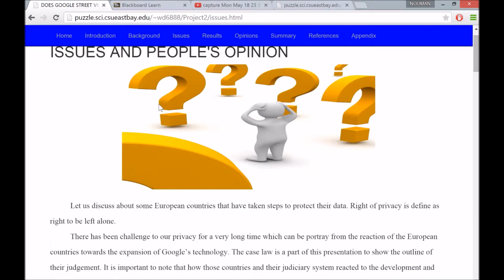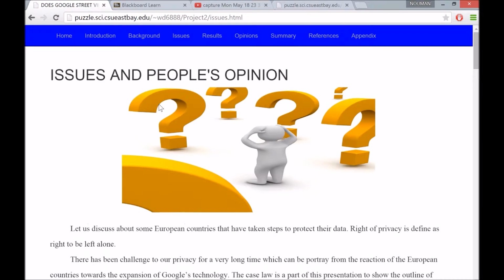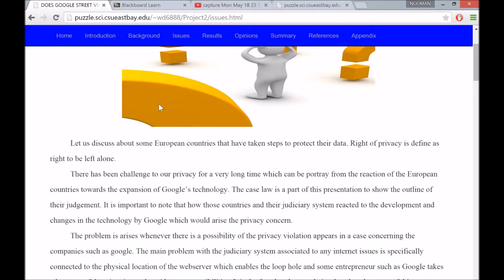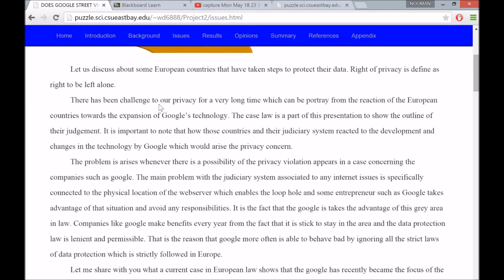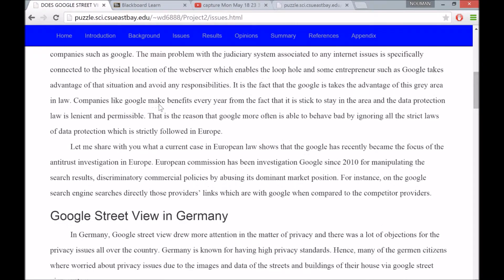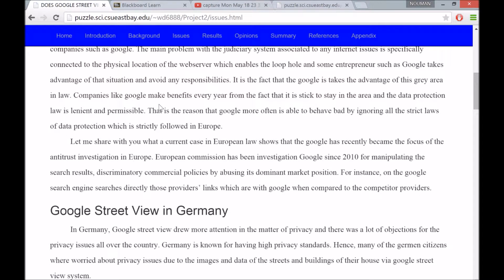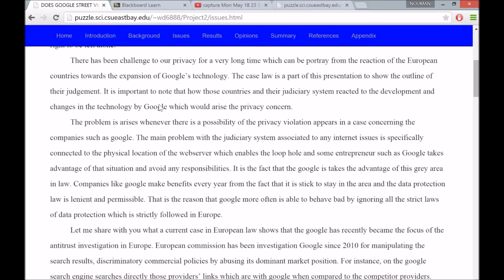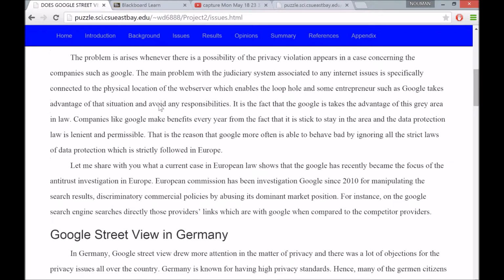Let's go ahead into the issues and people's opinion about Google Street View. Google faced a lot of trouble in European countries because they have very strict data protection policies in their legal system. Google faced a lot of trouble and also paid a lot of fines for violating their privacy protection laws.